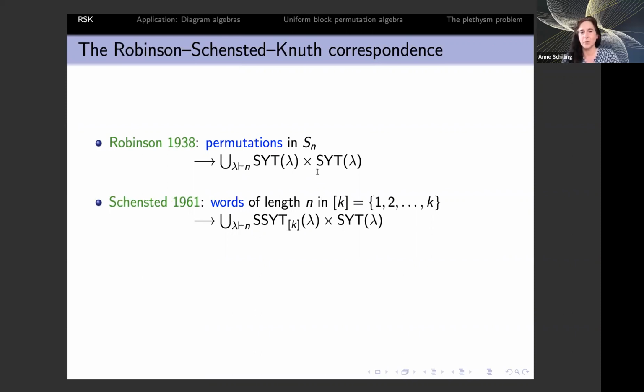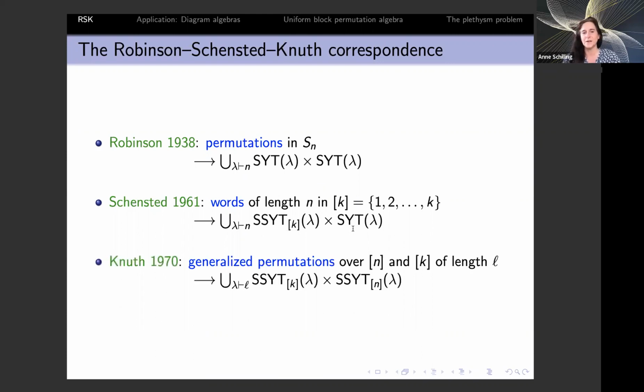Then you can upgrade that. Instead of permutations, you can look at words of length n, but now in some alphabet [k], given by the letters 1, 2, up to k. If you upgrade the Robinson bijection to this setting, you get a correspondence with pairs where the first is a semi-standard Young tableau, SSYT denoting semi-standard, and the second is still a standard Young tableau. Then you can generalize even further by looking at generalized permutations, which I will define in a moment, over n and k of length L, and then both tableaux are semi-standard Young tableaux. In the previous settings, one of the tableaux was a standard Young tableau.